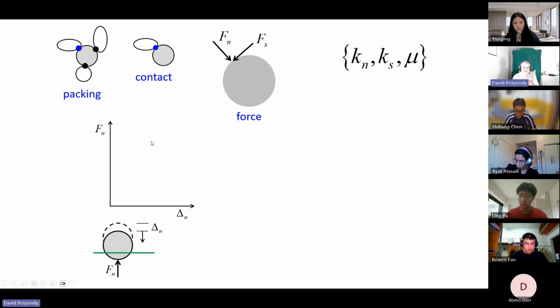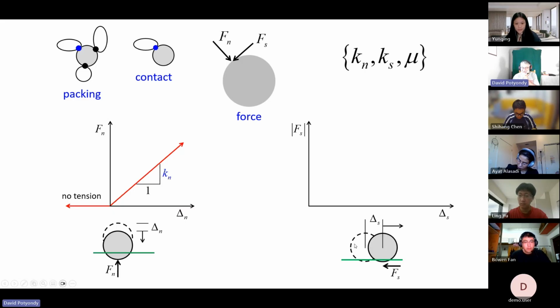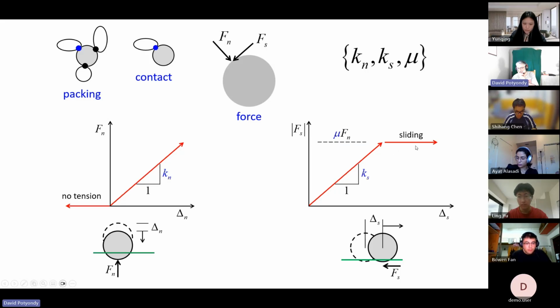And then again, we walk through this. How do we update Fn? We push it down, we have delta n. It loads up at the slope of Kn. If we move the other way, it can carry no tension, so the force is 0. Over here, there's an initial Fn. There's a little overlap. We force it to move. It loads up at a different slope. And then we have this critical thing. And now it's sliding. And now if I move the other way, it's going like this. Okay. What's happening with the energy in this system? Somebody.